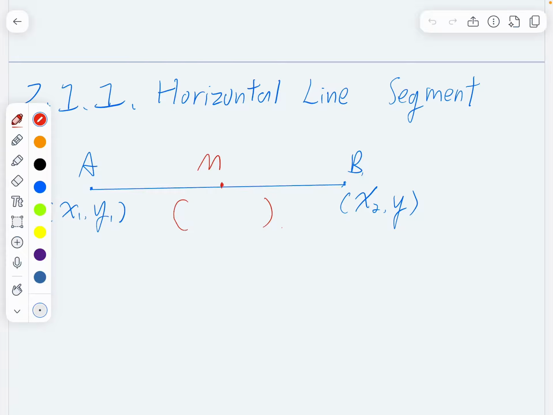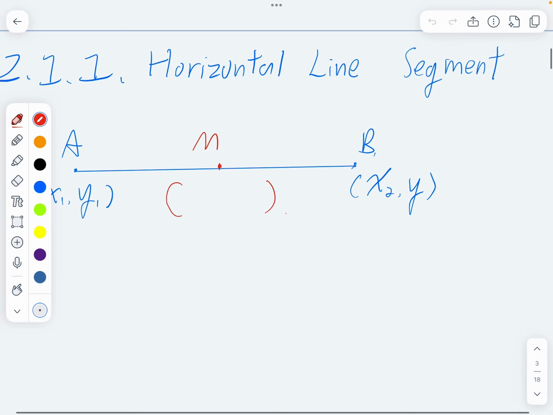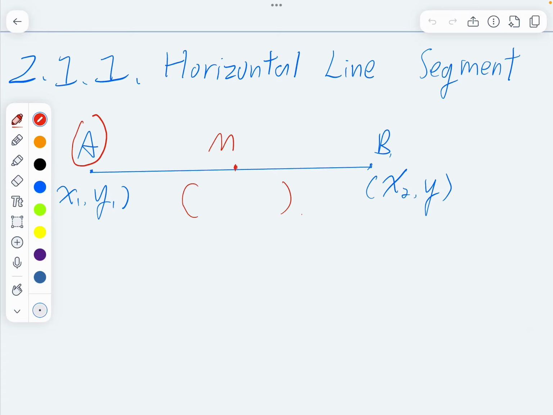If a line segment is parallel to the axis and there are exactly two points, first is A, second is B, so the x values are the same, x1 and x2, but the y values differ, y1 and y2. Because x1 equals x2 and y1 equals y2, this is the condition for how to solve the line segment.